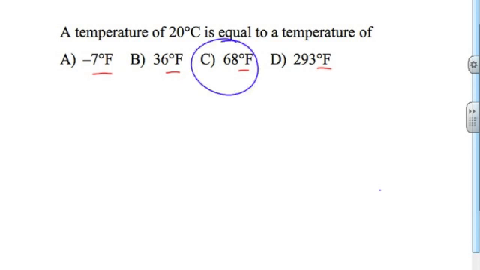I hope you found this a helpful review on how to use the temperature conversion chart in your Earth Science reference table. Thank you.